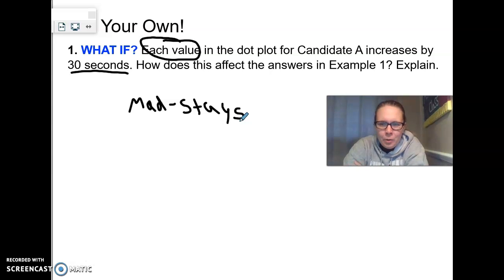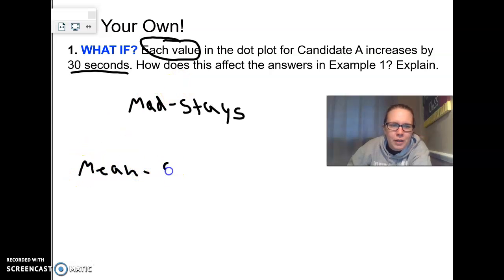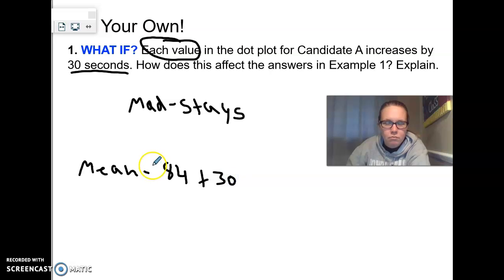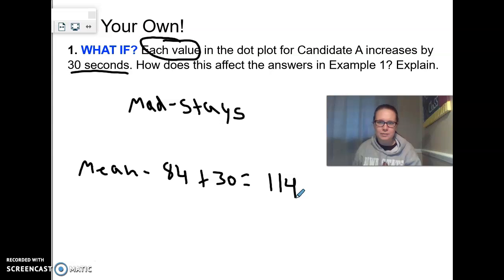As for your mean, it was about the average of how long it takes you to answer each single question. Your mean was 84. What's going to happen to your mean is it's going to increase by that 30. That's all I'm doing. I didn't have to redo my whole graph. Every data value goes up by 30, so my mean would also go up by 30. That would give me an answer of 114. So your mean is going to increase. All right.